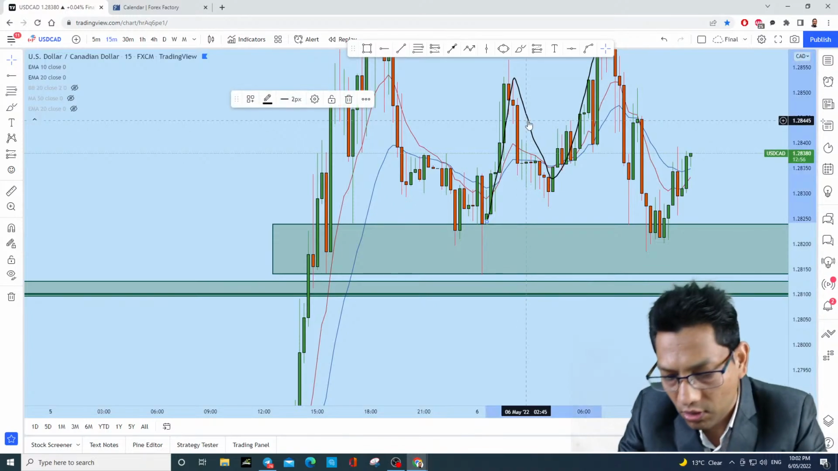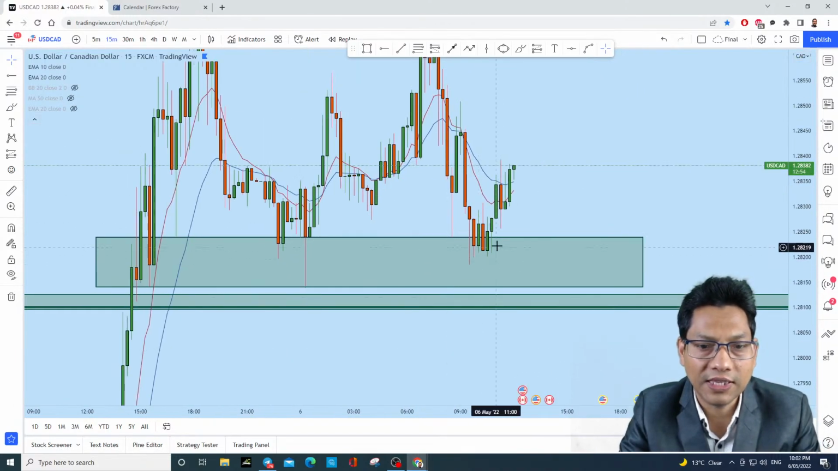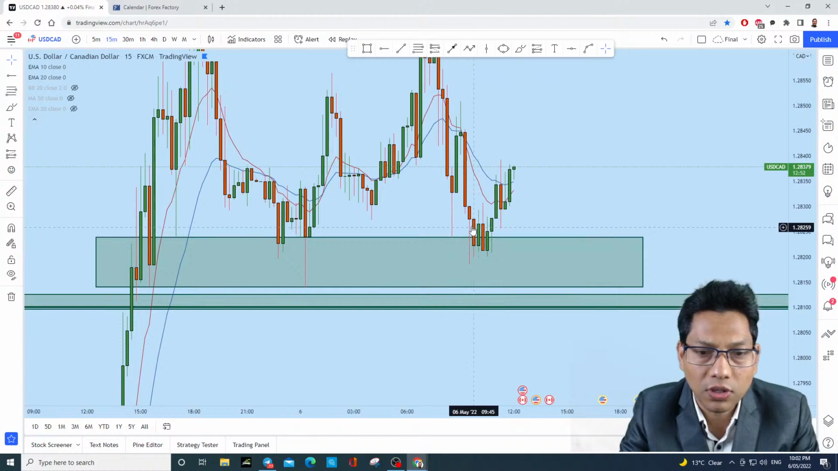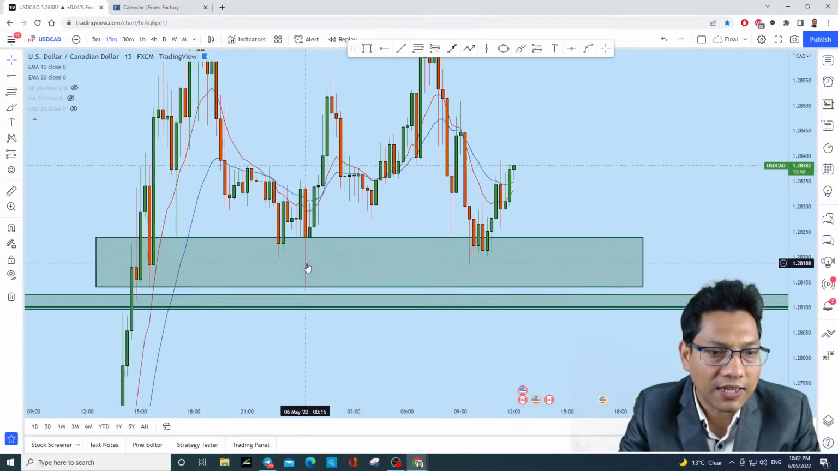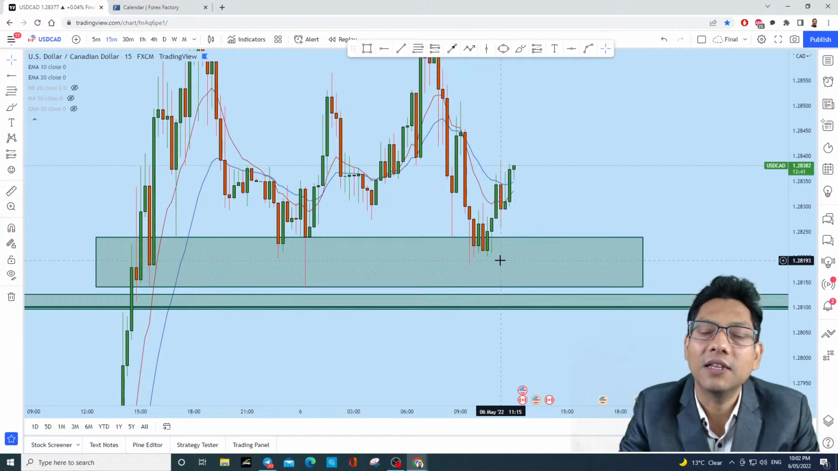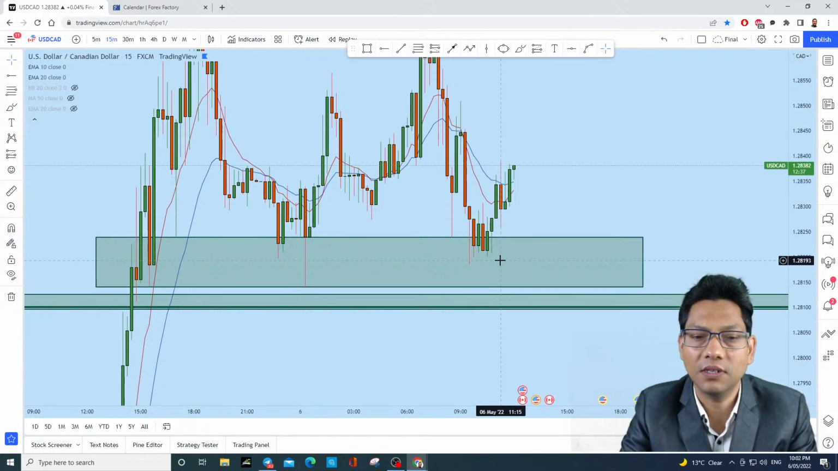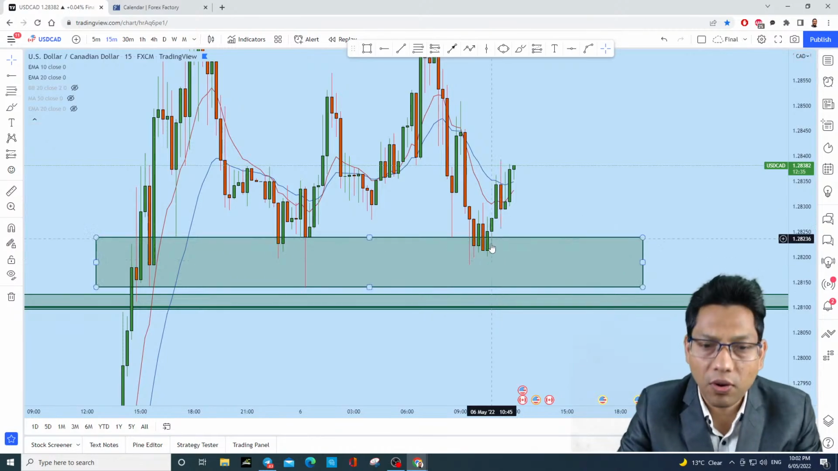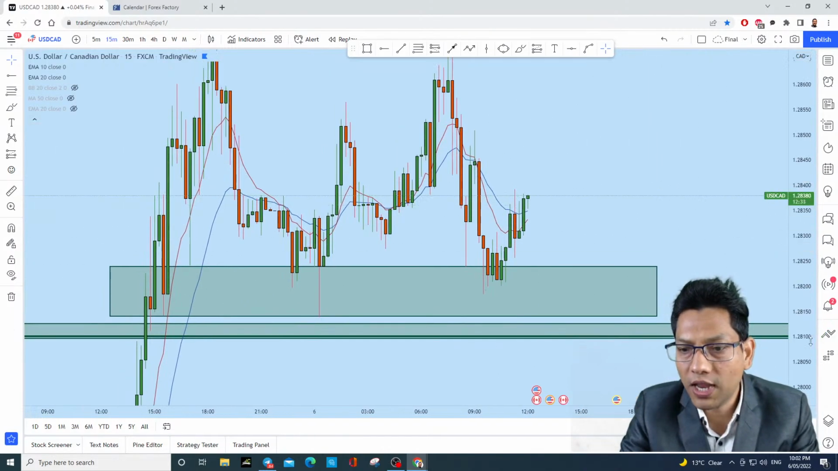Okay, now what happened? Look at this. The price came to the same zone. Here it created a long wick candle. It's a reversal. Here it created a wickless candle. It's a reversal. Here it created a double bottom formation. That's it. Okay, now you found the double bottom. After this double bottom, what happened?